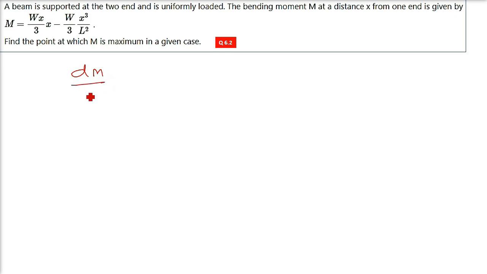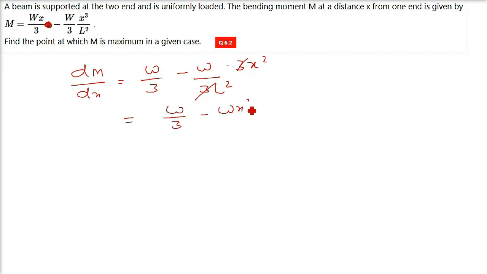Now we have to do dM by dx, that is the differentiation of this expression. Once you differentiate this expression, you are going to get this. W x by 3, when we differentiate it, is going to be W by 3, and this is minus W by 3, and this x cube will be 3x square. L square remains the same in the denominator. This 3 gets cancelled. You get W by 3 minus W x square by L square. Please remember this W is in capital letters. And we need to equate it to 0, that is our next step. dM by dx is equal to 0.